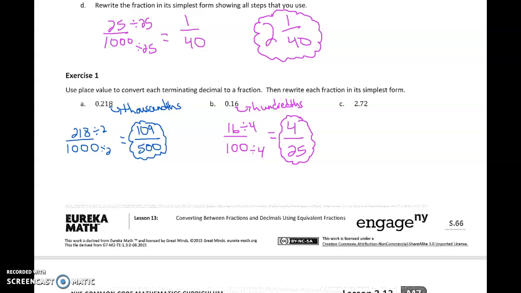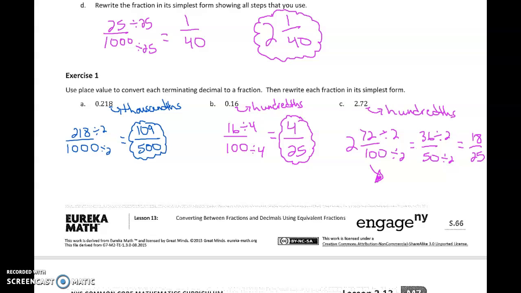And one more. 2.72, nope, tenths, again, hundredths. So this is 2 and 72 hundredths. Knowing though that these both can be divided by 2, 72 divided by 2 is 36, 100 divided by 2 is 50. I can divide both of those by 2 again. And I get 18 over 25. And then you turn that in and you get it wrong because the answer is not 18 over 25. It is 2 and 18/25.